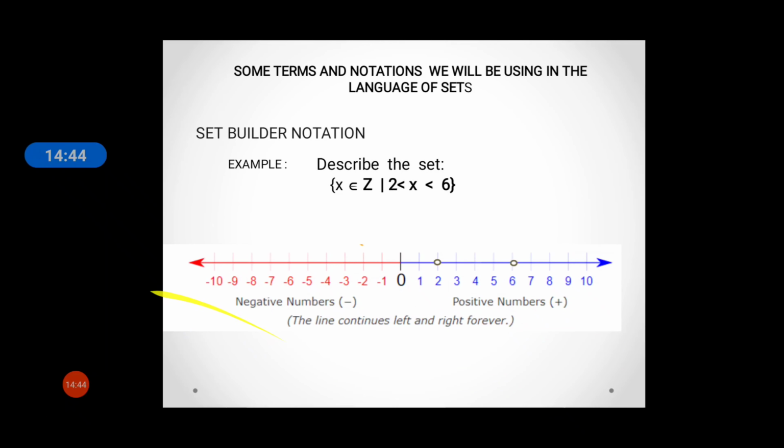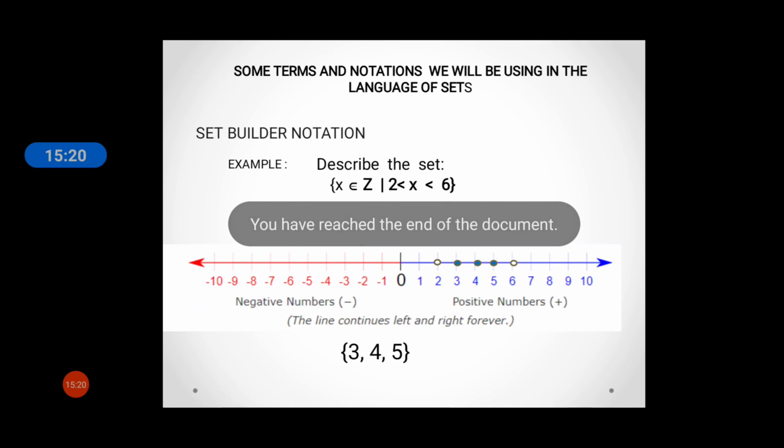As you can see now, 2 and 6 have no shade, indicating that they are not part of the group. It is less than 6 but more than 2. So we have 5, we have 4, we have 3. All of these numbers, 3, 4, 5, are less than 6, and all of these numbers are more than 2. They are now the members or elements of that set: 3, 4, 5.